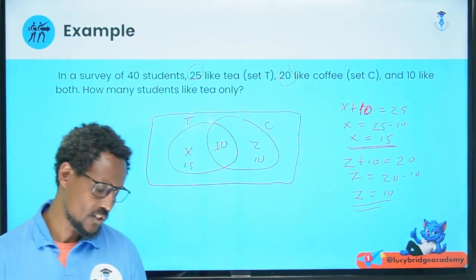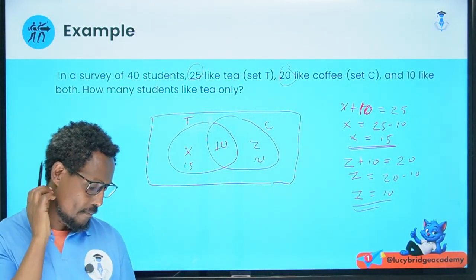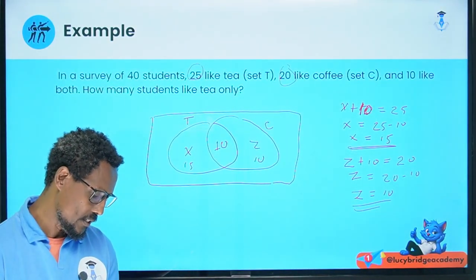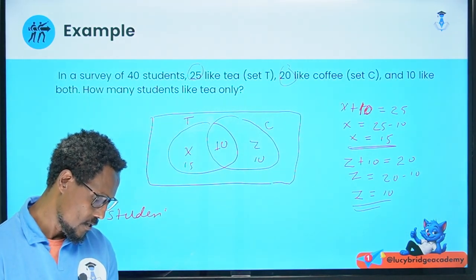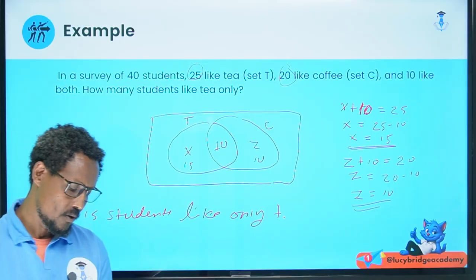Their intersection is 10. Okay, so how many students like tea only? The answer is 15 students like only tea. Yes, only tea.